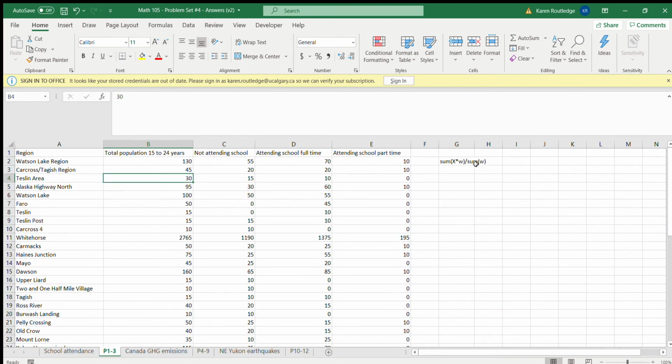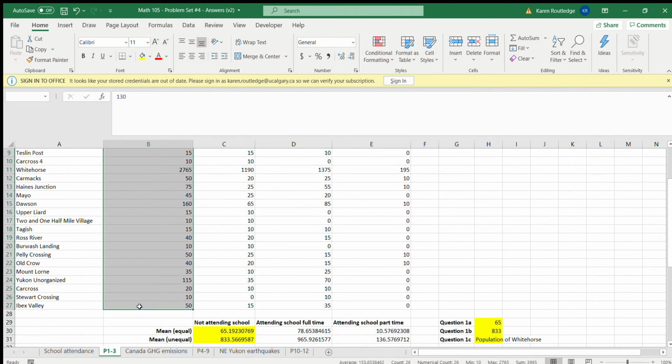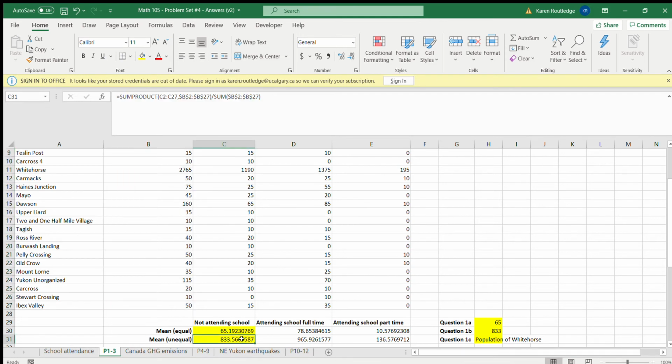And then the last step is to add up our weights. So our weights was the population, so we need to add up all of these. Go all the way down to the bottom. We see that the total sum is about 4,000. So take our sum of that times that, plus this times this, plus this times this. So take all of that, divide by 3995, and we get 833.6.